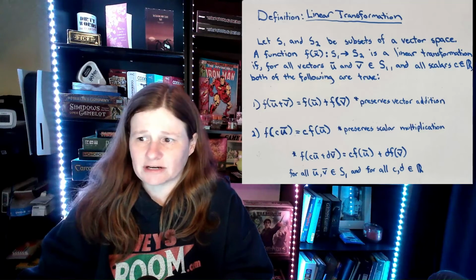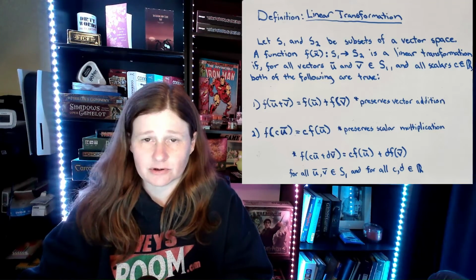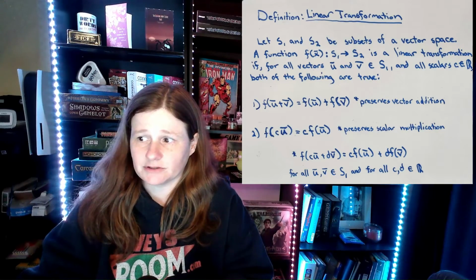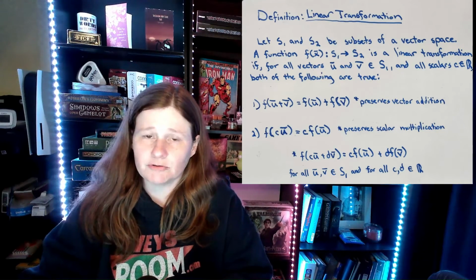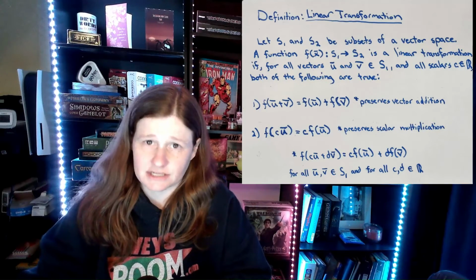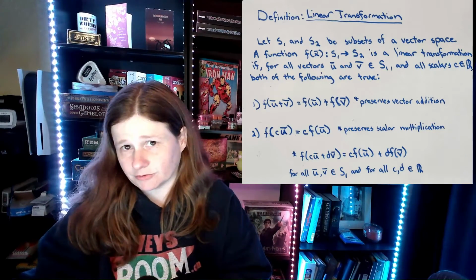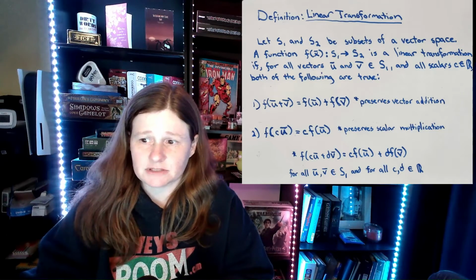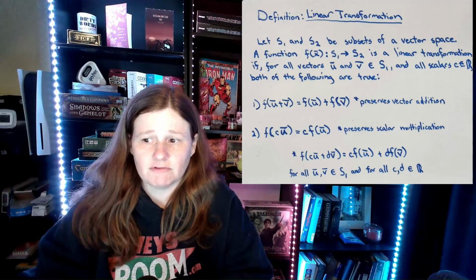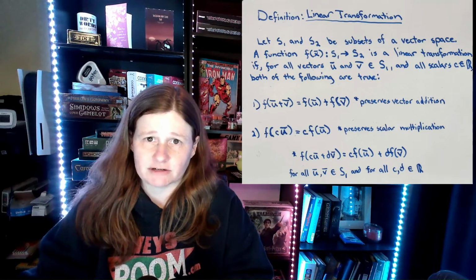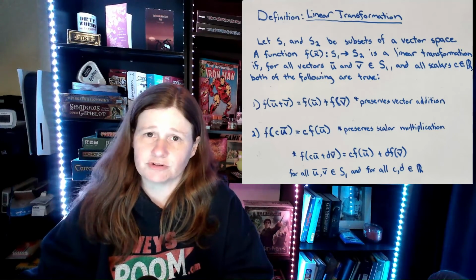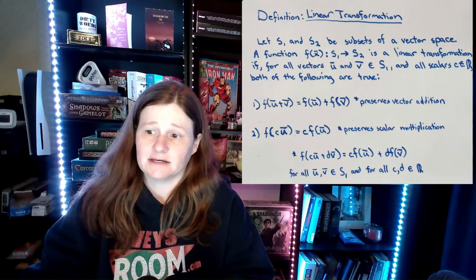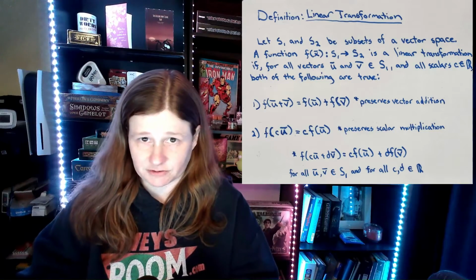And so for any vectors v and u in our domain of Rn, and any scalars c that are in the real numbers, we know that if this is linear, then both of the following are true. f of the vectors u plus v is going to equal f of the vector u plus f of the vector v. This is called preserving vector addition. That's how we're going to describe it when we do our proofs. We're going to say that if this is linear, it preserves vector addition.